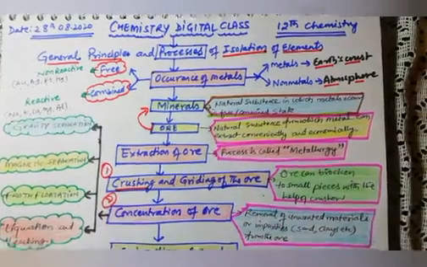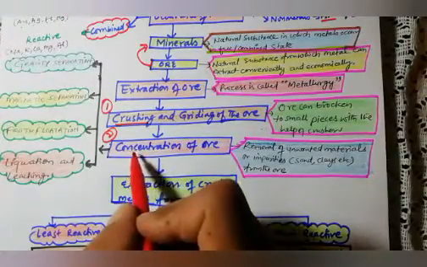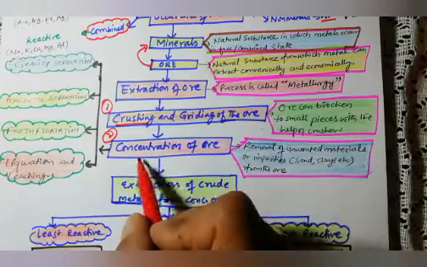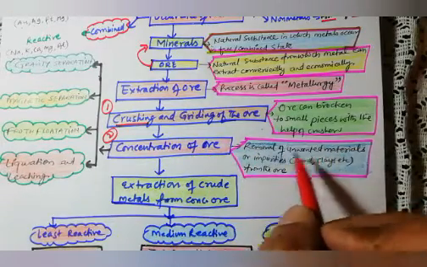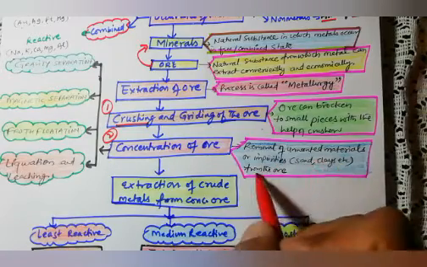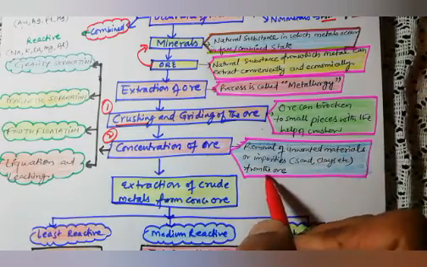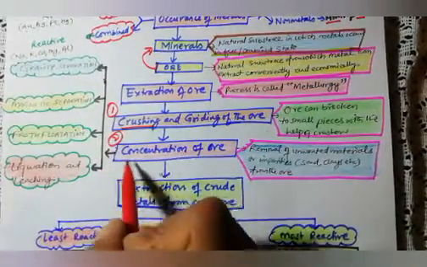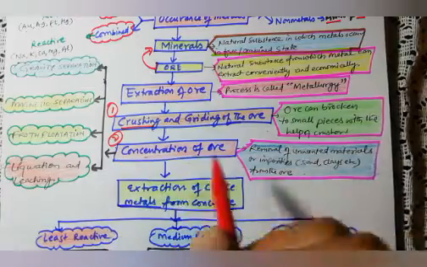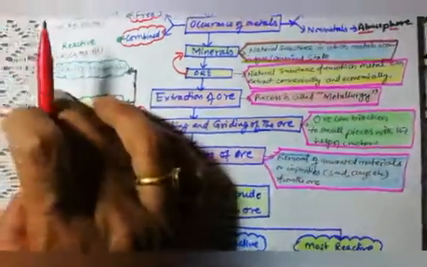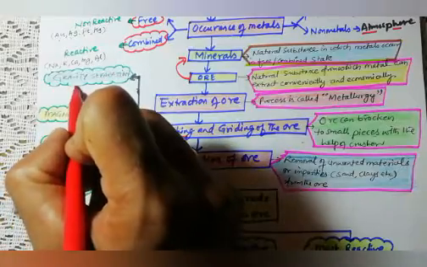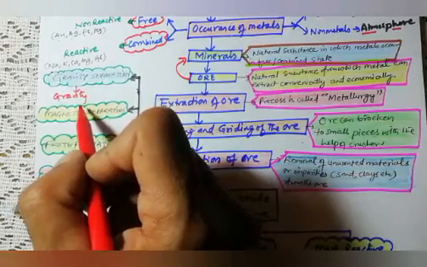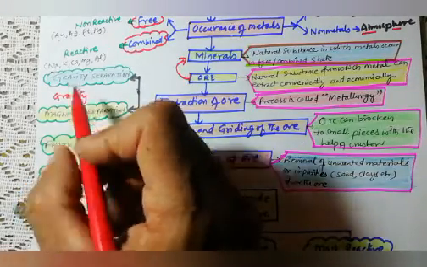After that, we come to the concentration of ore. What is the concentration of ore? It is the removal of unwanted material or impurities like sand and clay present in that ore. For this, there are different methods to remove the unwanted material. There is the gravity separation method. You can see the word gravity is giving the hint: heavier particles will settle down, lighter particles will flow away.